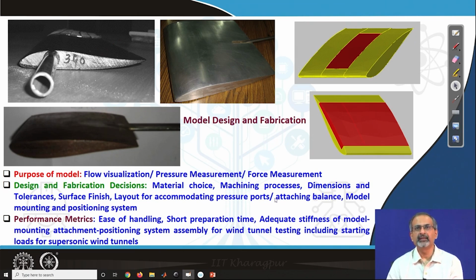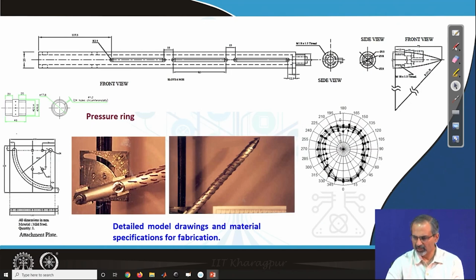On the right hand side, in the CAD models, for example, you see greenish and reddish patches, which are essentially components of a finite wing model. Those components are designed in a manner so that we have ease of installing pressure ports, locating them, cleaning them from time to time, etc. We are showing a few examples here to give you an idea about what we are talking about.